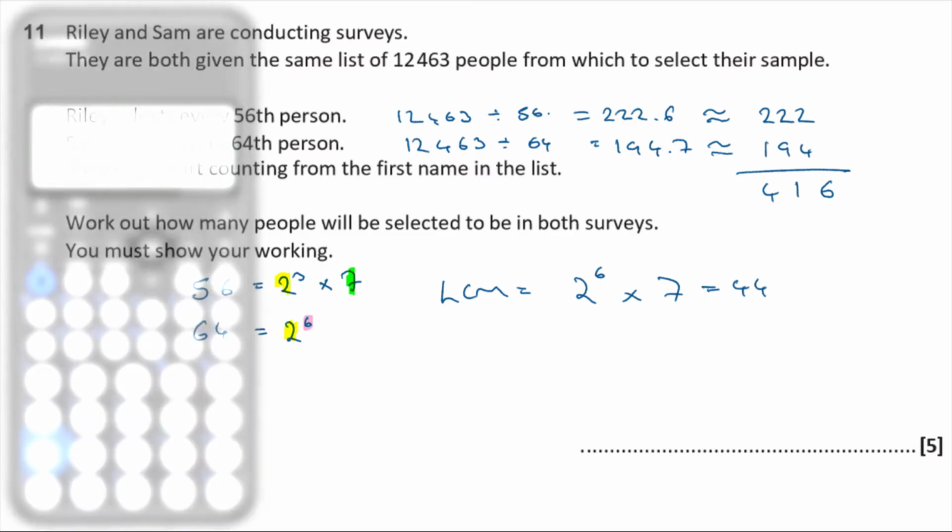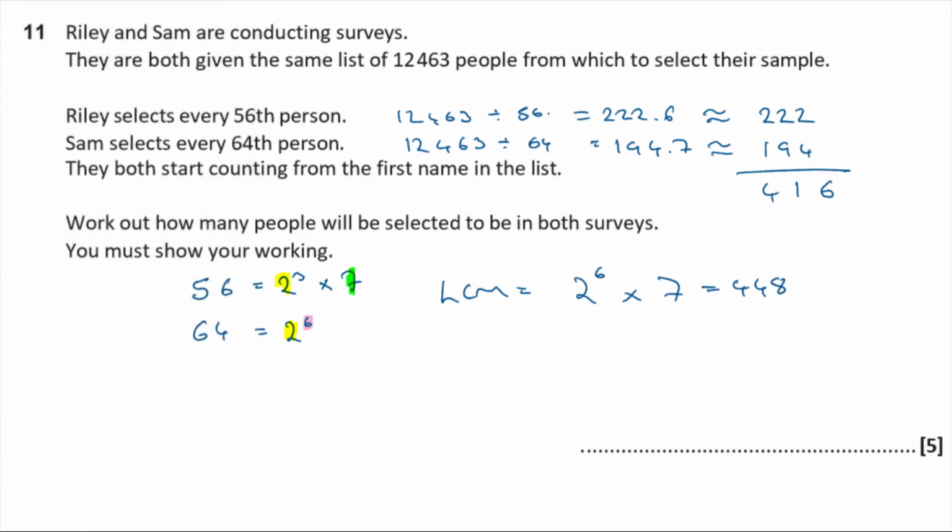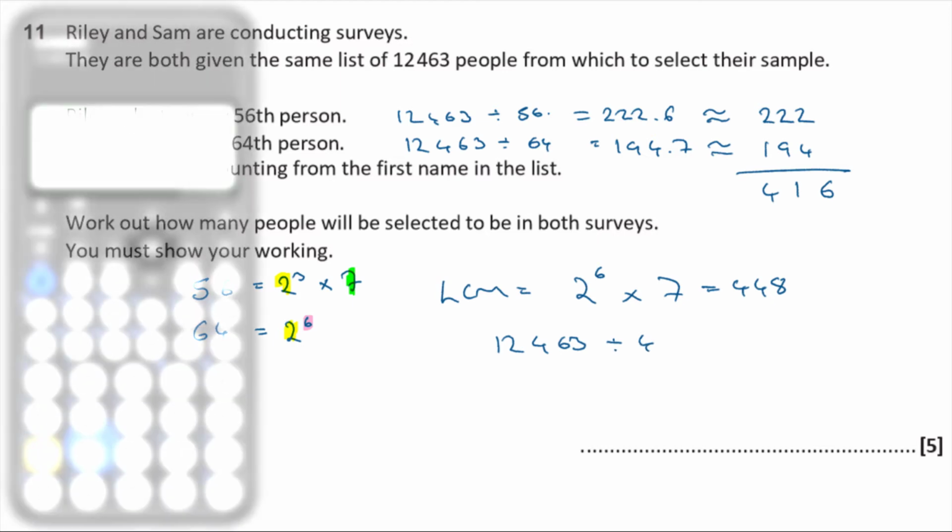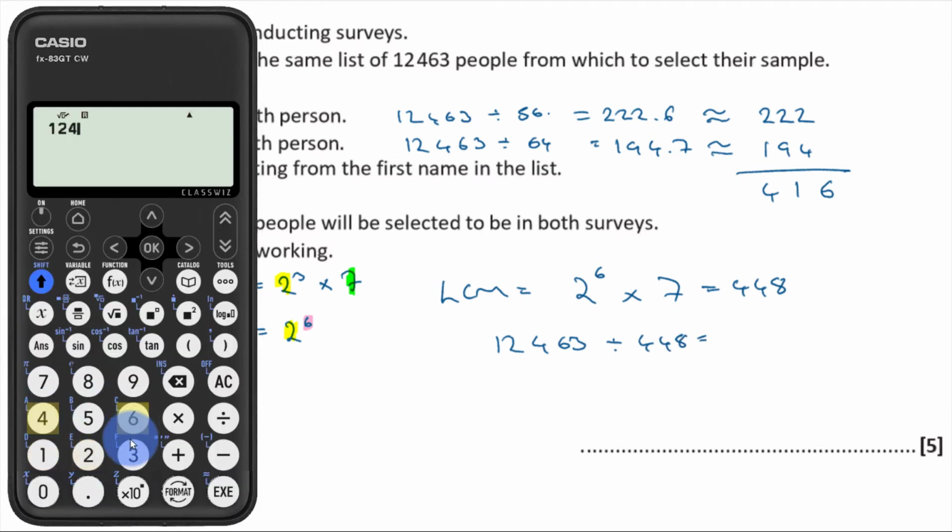So that means every 448th person is someone that they both picked. Now, how many of those are there in 12,463? Because each one of those we've counted twice in that 416. So we're going to do 12,463 divided by 448.